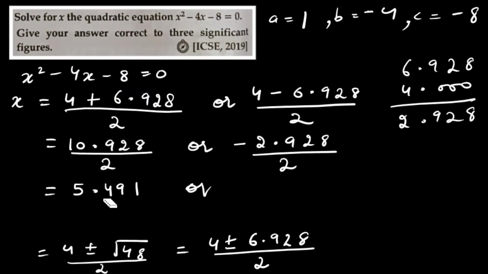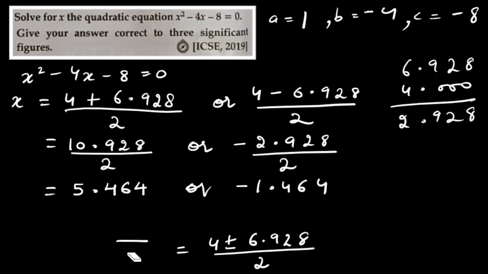So here we can do division. Now division with 2. So 2 into 4 is 8, 6 is 12, and 4. 4, 6, 4. And this one is minus 1. 2 into 4 is 8, 2 into 6 is 12, and 4. 5.464 and minus 1.464. So this is what we have got here.